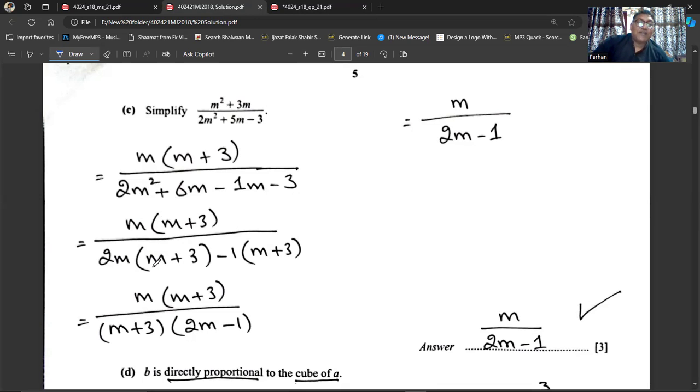So m bracket m plus 3. From the first 2 terms in the denominator, I will take 2m common. So in the bracket, I will have m plus 3. From the last 2 terms in the denominator, I will take minus 1 common.